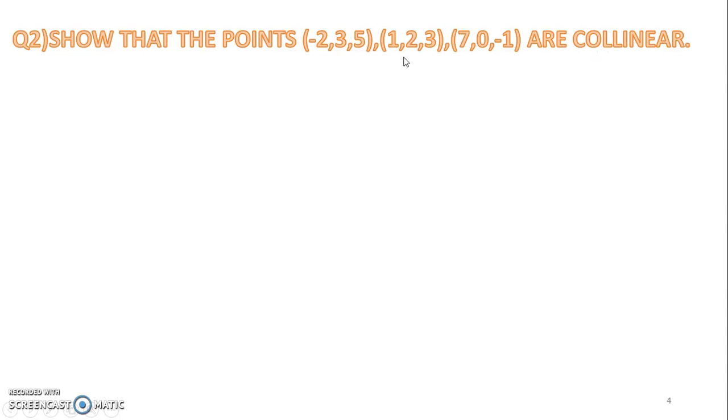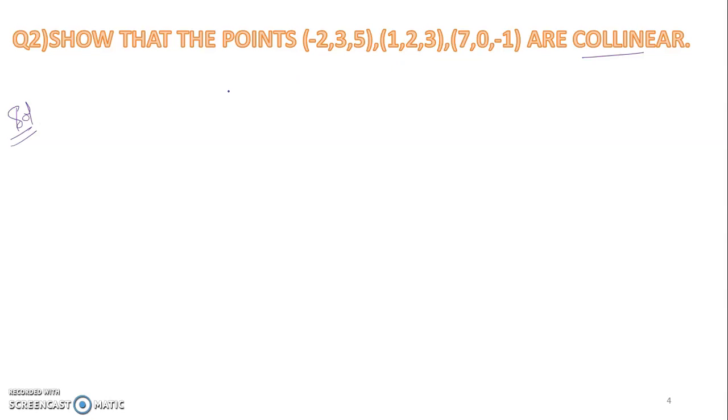Now to show these points, we can take them as A, B, C, or we can take them as P, Q, or anything. What you have to keep in mind when it is saying collinear, you have to show that the sum of two sides will be equal to the third side. Just keep this in mind whenever you have these types of questions. So collinear means they lie in a straight line, so the sum of any two sides will be equal to the third side.